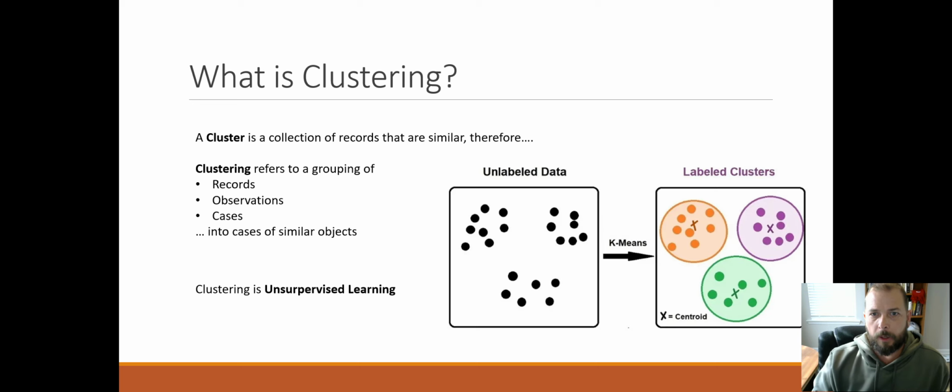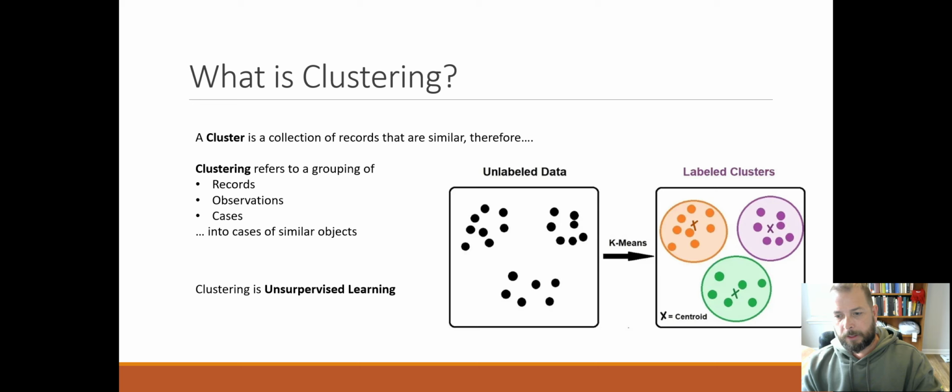So, in general, defining what is clustering. Clustering is a collection of records that have some type of similarity. These are referring to groupings of different records, observation cases, and grouping them into cases of similar objects. So, when we have a whole bunch of data that has no rhyme or reason to it, can we grab these different similarities and group them based on certain characteristics?